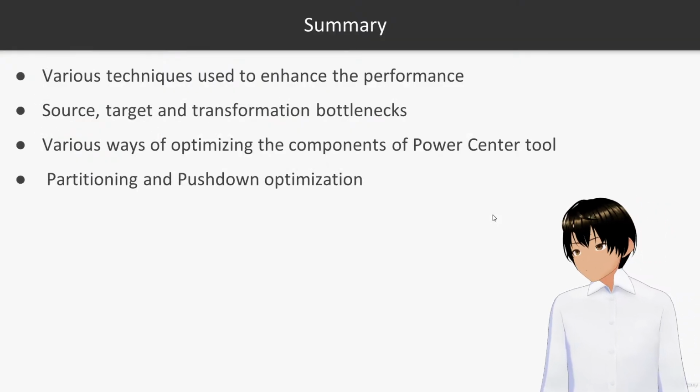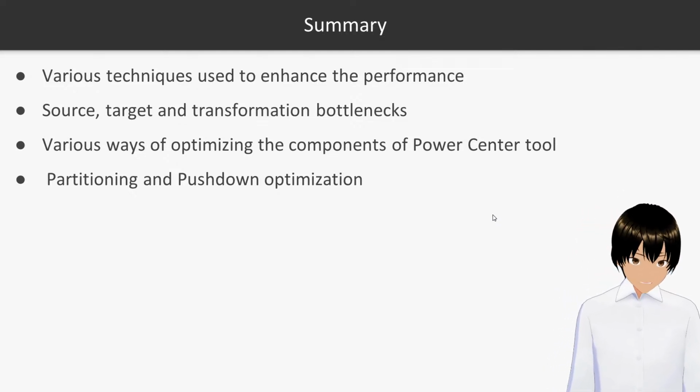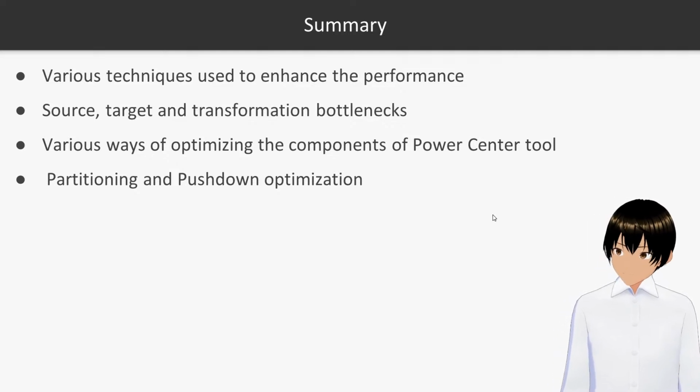We talked about the various techniques in which you can enhance the performance. We talked about source, target, and transformation bottlenecks. Even after optimizing your source, target, and mapping, if your performance is not up to date, take a look at your session and system bottlenecks. We also saw the various ways of optimizing the components of Power Center tool. Then we talked about partitioning and pushdown optimization, which you can use to enhance the performance.